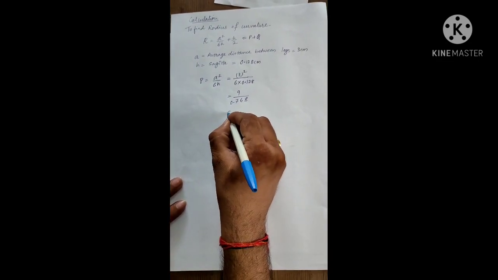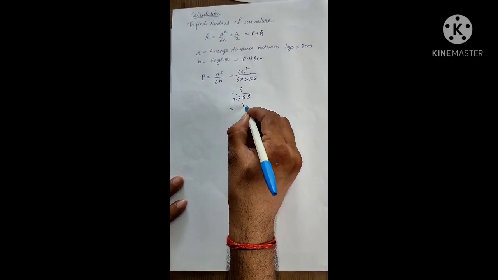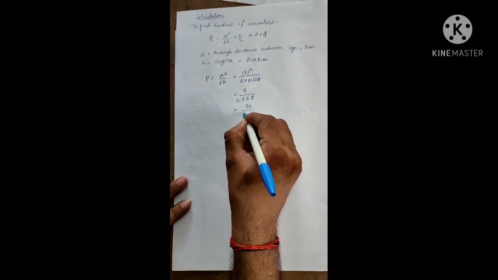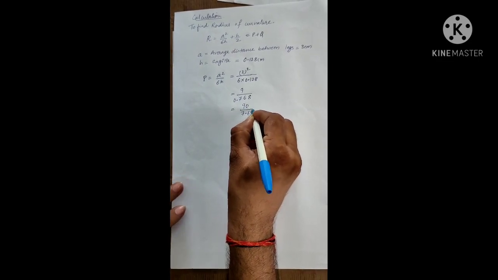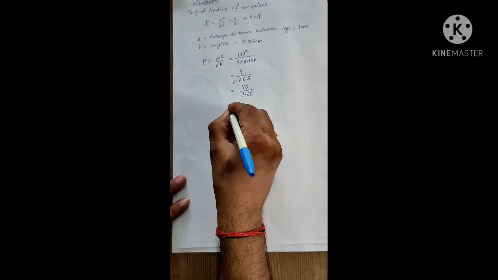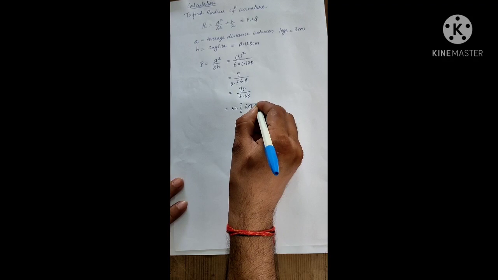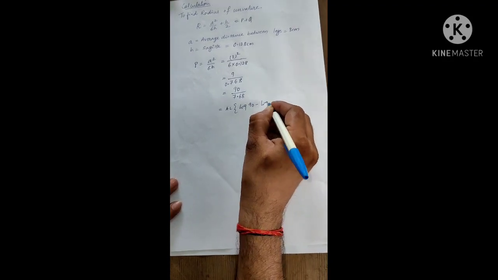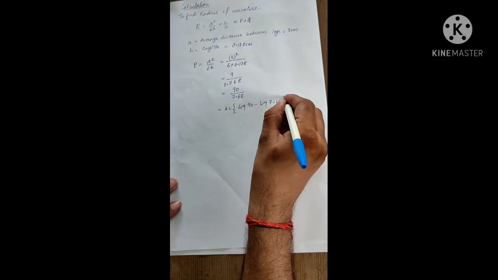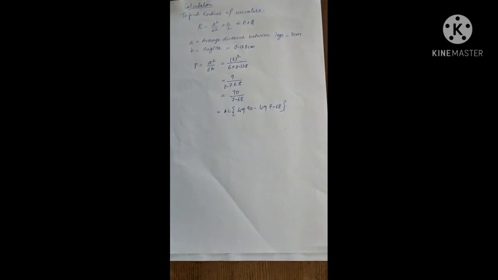Now this number can be written as multiplied and divided by 10. I can write 90 upon 7.68. Now solve with the help of log. We can write antilog of log 90 minus log of 7.68. Now see the log table.